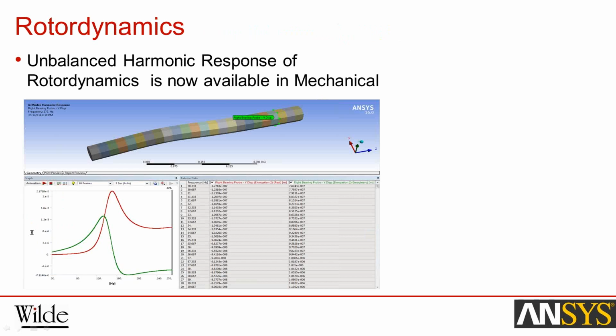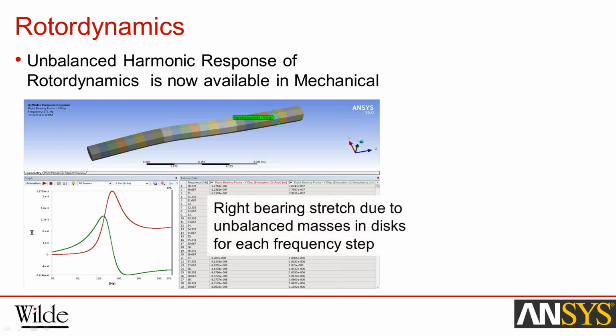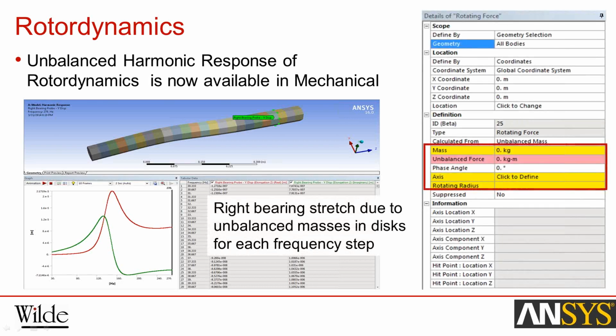Unbalanced harmonic response of rotor dynamics is now available in Mechanical. In the image shown here on the left-hand side, it is possible to see how much the right bearing has stretched due to the unbalanced masses for each frequency step. The required inputs for the rotating force are shown here on the right-hand side.